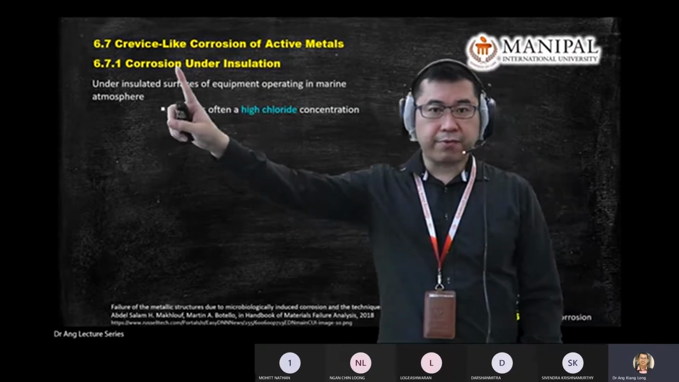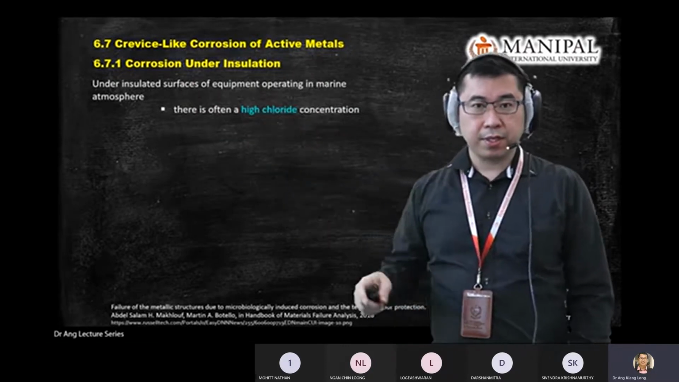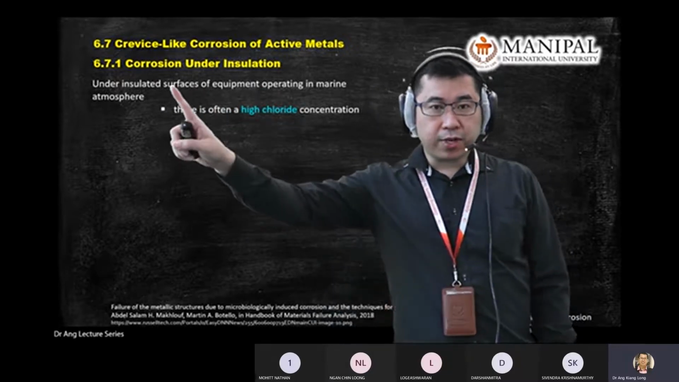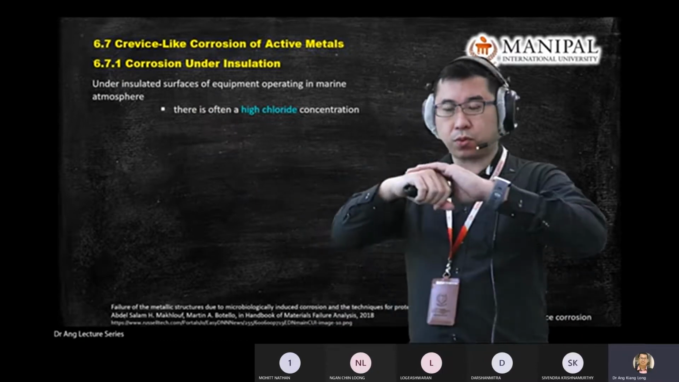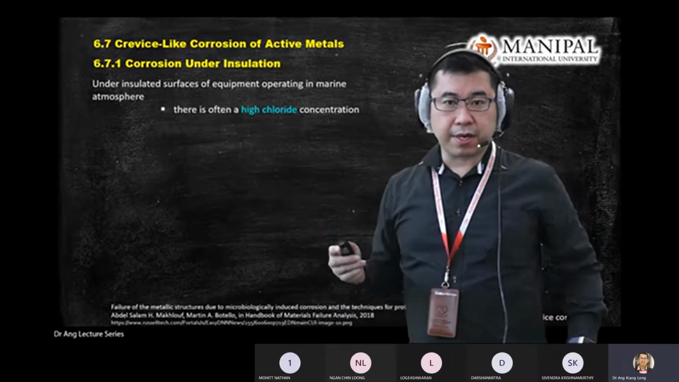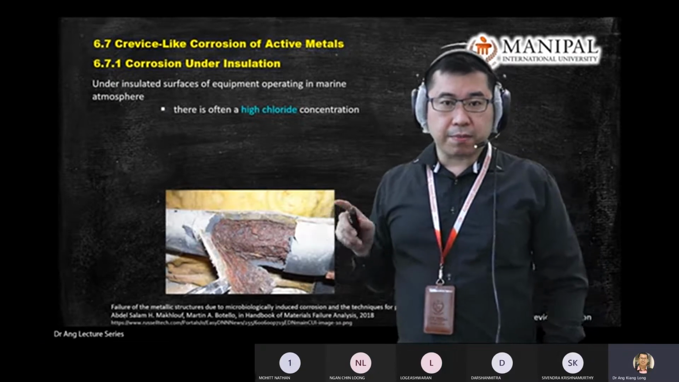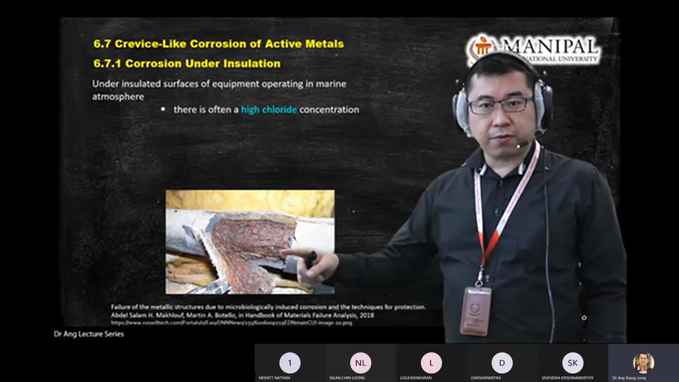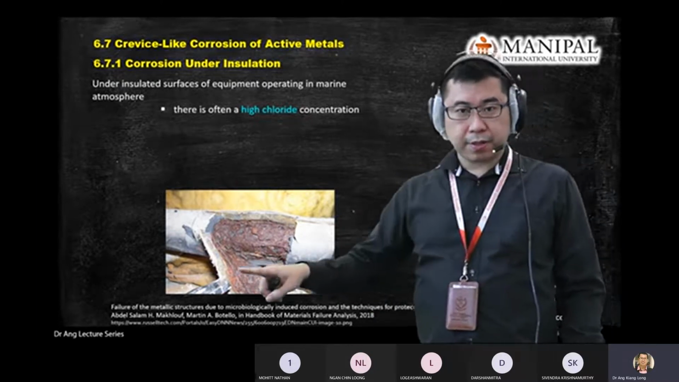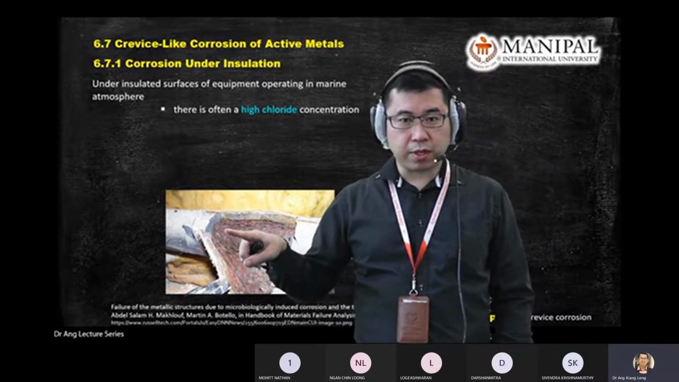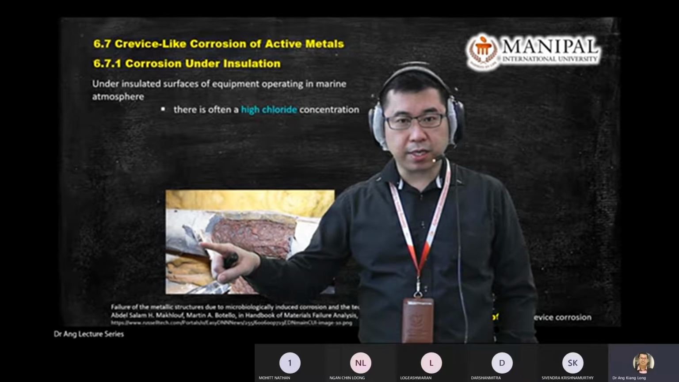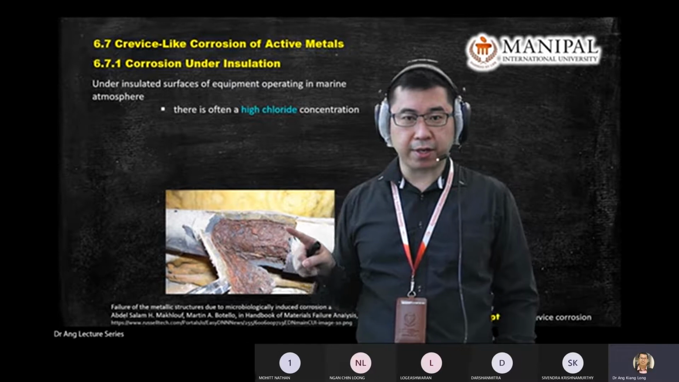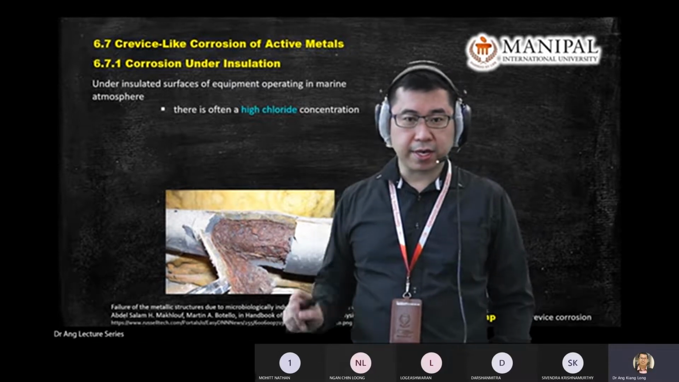Next, we look at crevice-like corrosion in active metals. First, we look at corrosion under insulation. When you insulate a surface, it means you cover a surface. This is a very serious matter, for example when you insulate a cable, like an underwater cable. Crevice will look for the tiny holes between the insulation layer and the metals. You go and attack all these small areas in the cover.